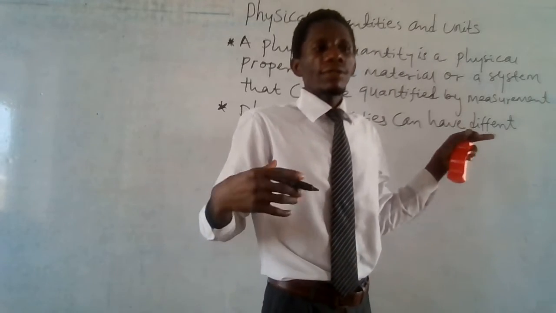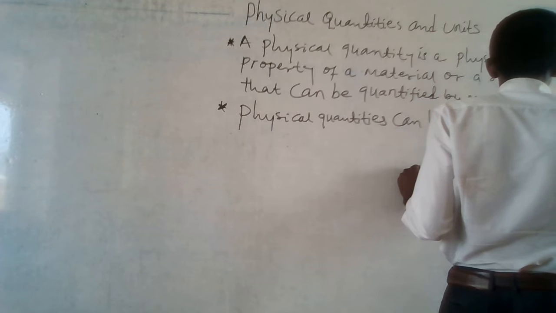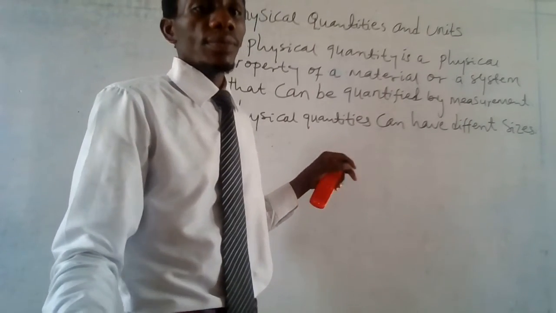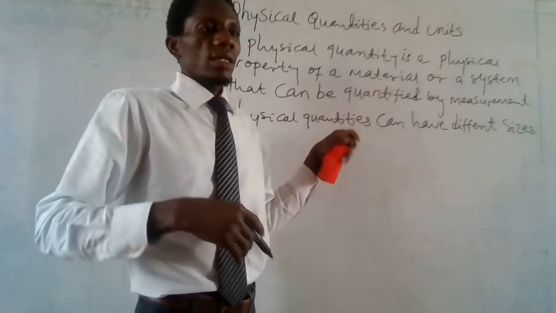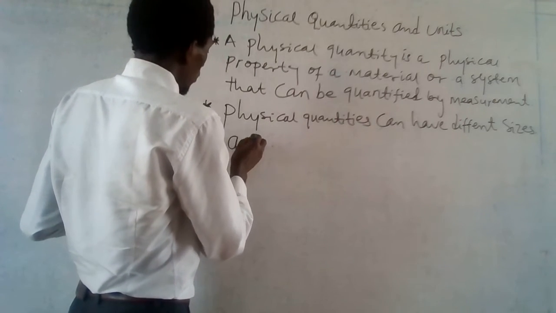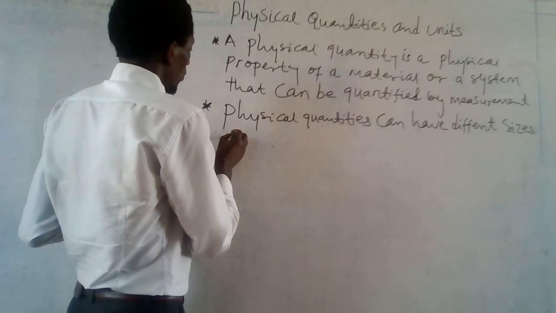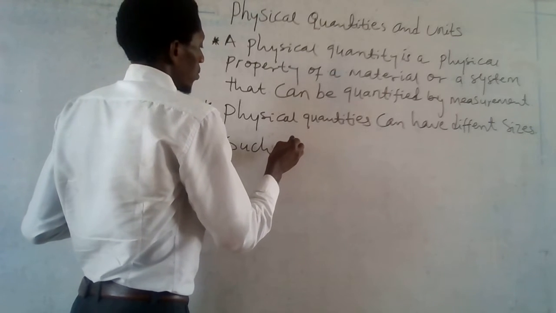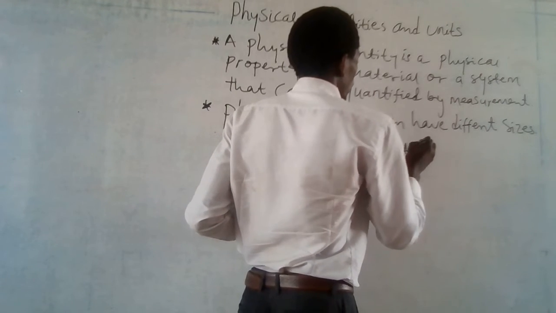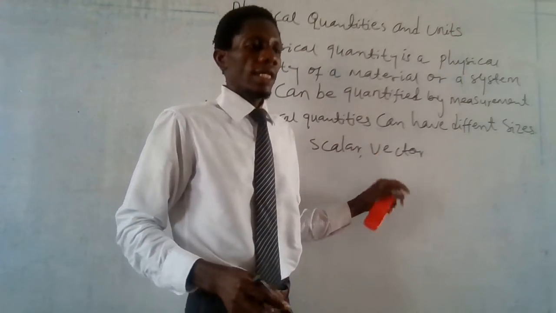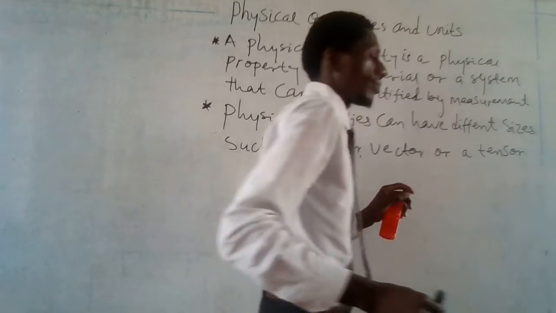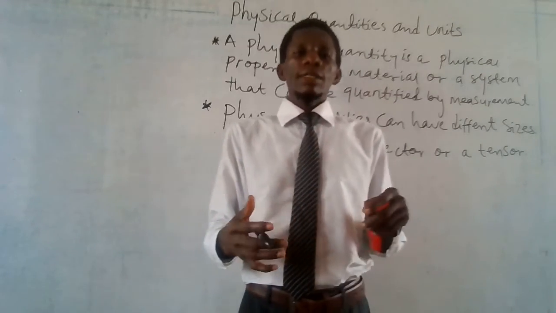Physical quantities can have different sizes, such as scalar, vector, or a tensor. Now, I'm going to define them one after the other.